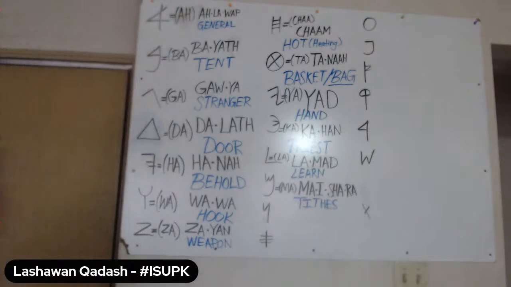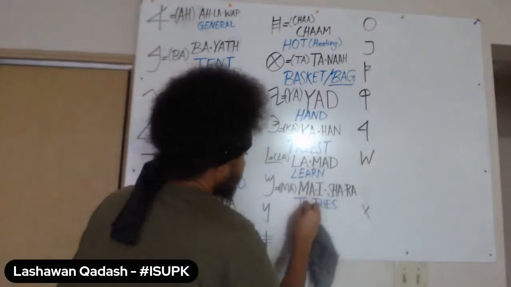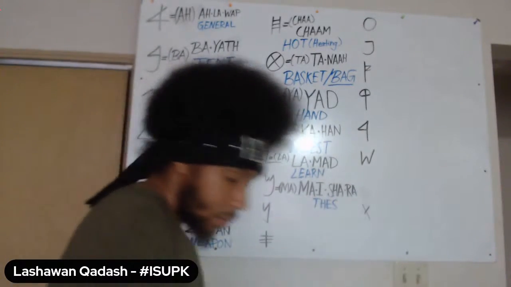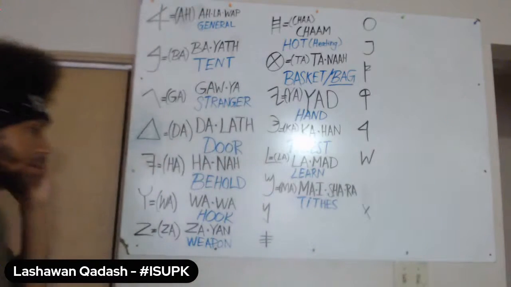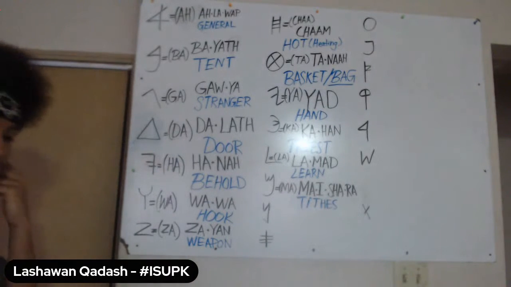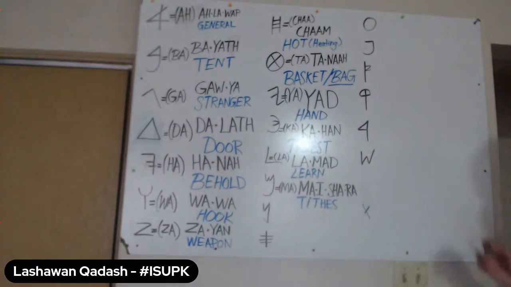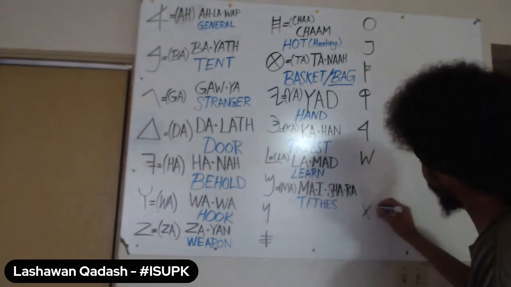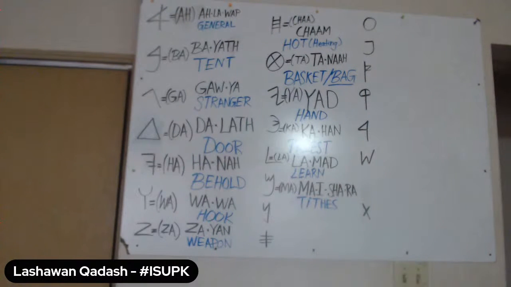Tithes. Okay? It looks a little goofy and confusing. Let me see. All right. Tithes. There you go. Pay your tithes. Every time you get paid, 10%. The Christian church is going to ask you for 30%, which is unlawful. That is not in the Bible. The Bible says 10%. Only give 10% to the ISUPK. Do not give more or less. Give 10% of what you earn.